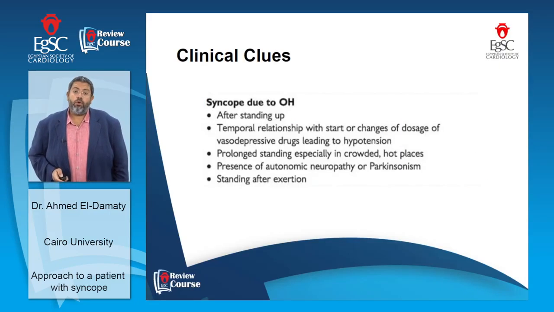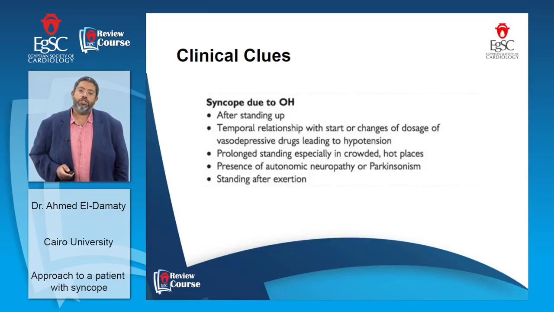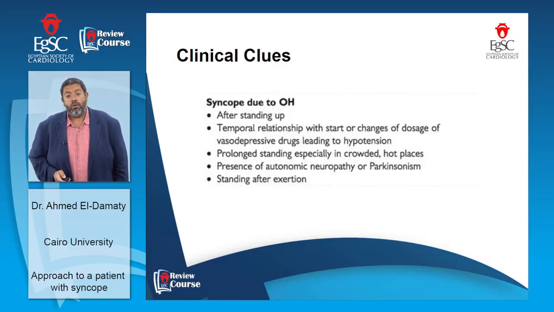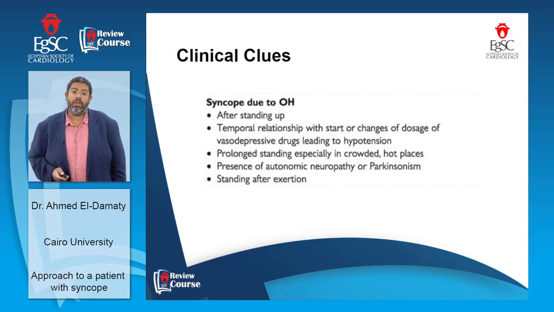The clinical clues for orthostatic hypotension are happening after standing up, the relationship with a change of medication. So perhaps this gentleman started having a drug for his prostate, or he increased his diuretic intake that he was taking for some other indication. It happens after prolonged standing. There might be an etiology like our patient, peripheral neuropathy or pheochromocytoma. It can happen after standing, after exertion as well.